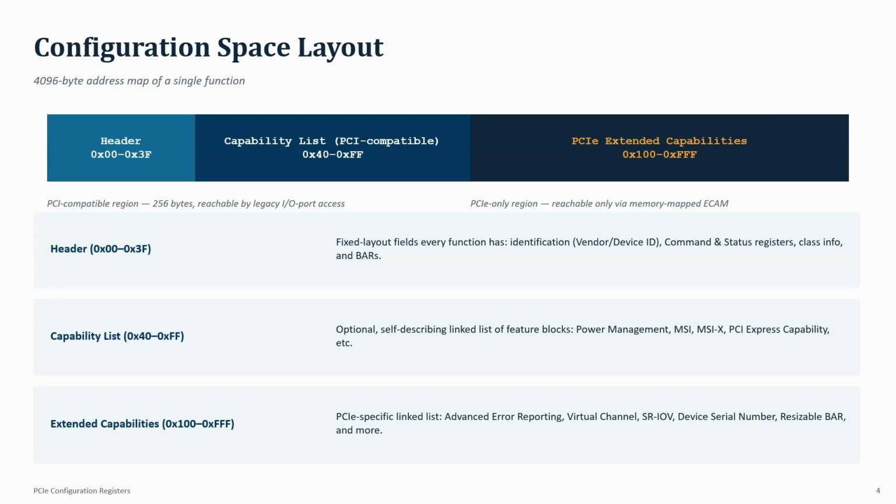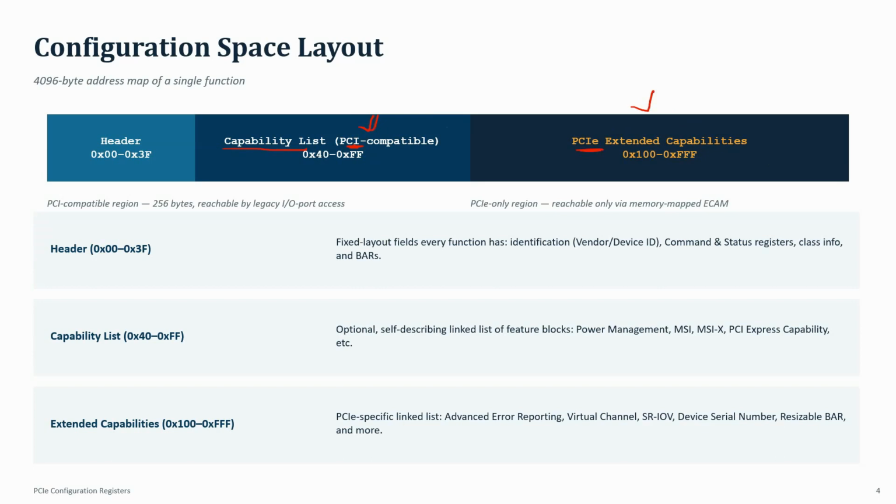Now, how is your configuration space going to look? In the configuration space, the first field is known as header. Next is capability list, and this is basically PCI compatible, so it is giving backward compatibility to PCI devices. And the next field is PCIe extended capabilities, which is the last field we are going to have. So the first field is header, next is capability list, followed by PCIe extended capabilities. So what is this header?